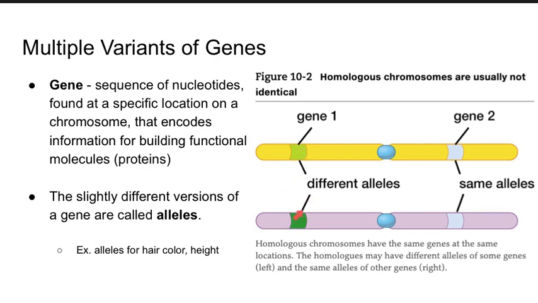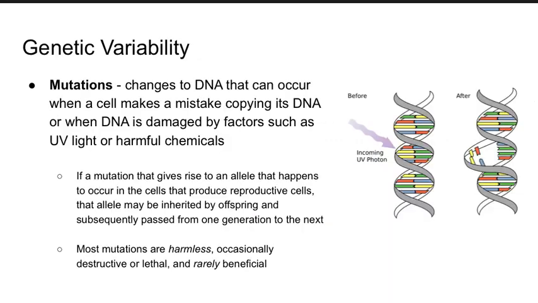So these would be on opposite chromosomes here. These are pairs, but you might have two different alleles. They might code for the same thing. This one might be brown, this one might be brown, or maybe one's brown and one's blonde. But those are the different alleles.